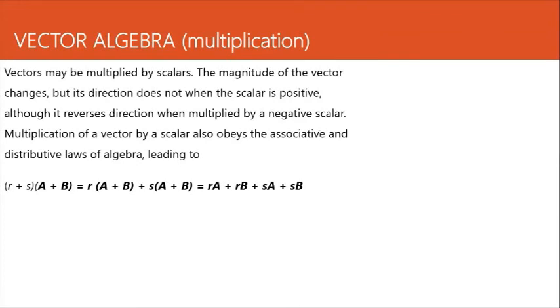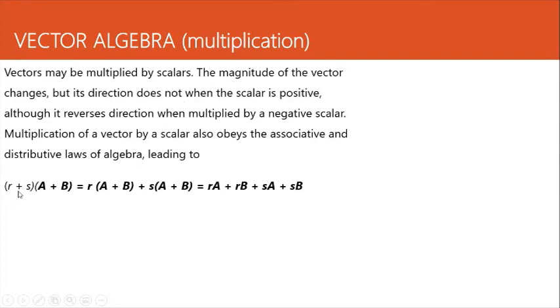Okay, how about vector in algebra or multiplication? Vectors may be multiplied by scalars. The magnitude of the vectors changes, but its direction does not when the scalar is positive. Although it reverses direction when multiplied by a negative scalar, multiplication of a vector by a scalar also obeys the associative and distributive law of algebra, then leading to, okay, ganito naman kapag multiplication ng vector algebra.